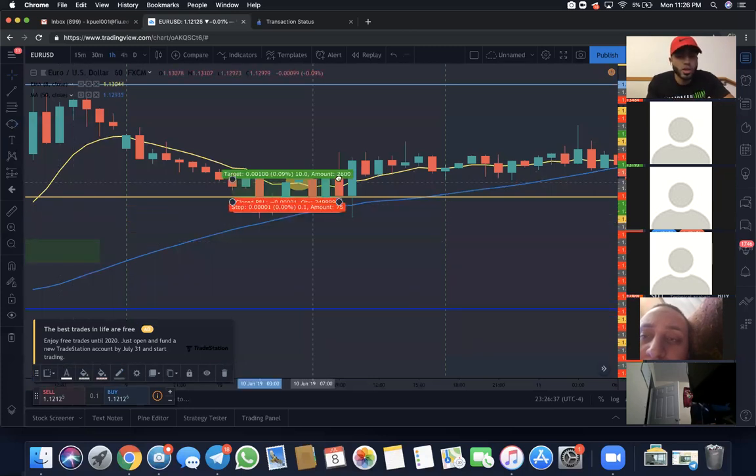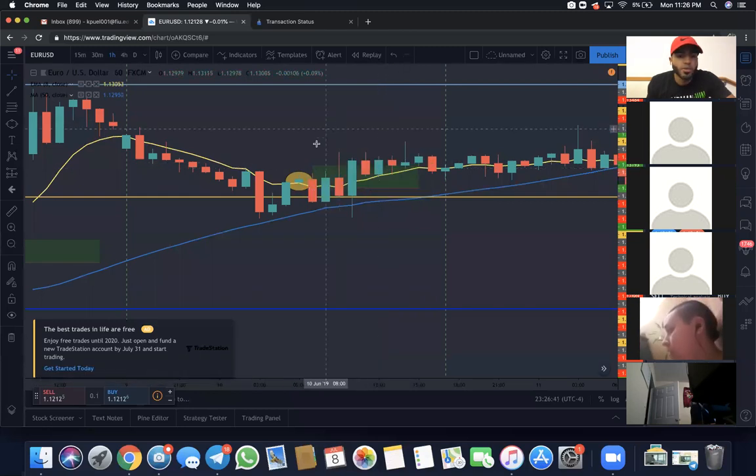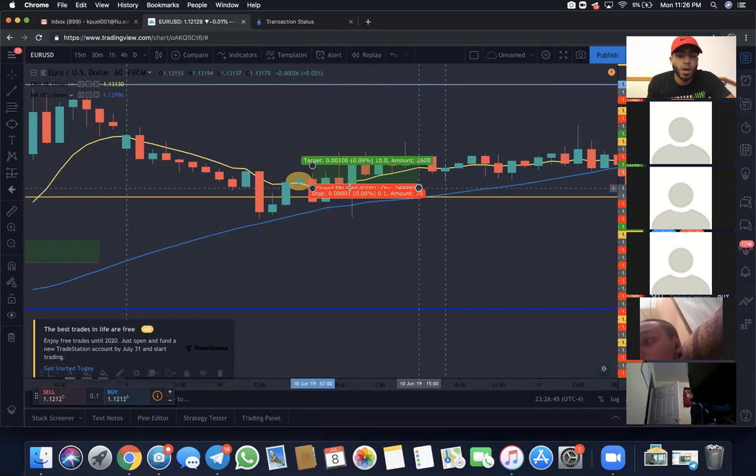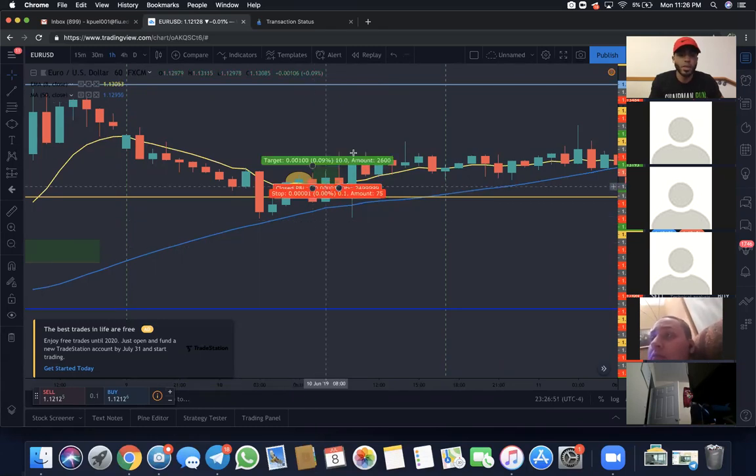Let's say I enter somewhere around this area. After 1, 2, 3 hours, that would have been my take profit. 10 pips and I'm out. You guys see that? 10 pips and I'm out on the above direction.